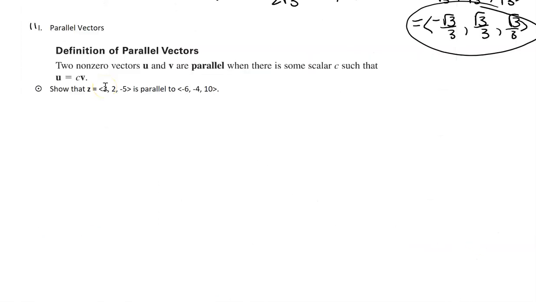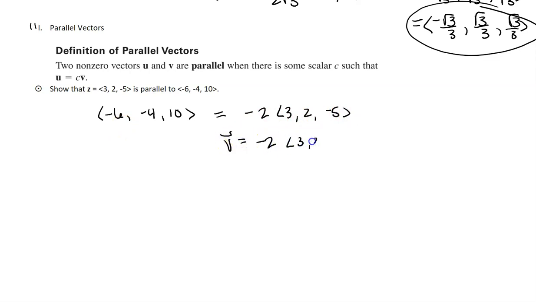Two non-zero vectors u and v are parallel when there is some scalar c such that u equals c times v. So it says show that z equals 3, 2, negative 5 is parallel to the vector negative 6, negative 4, 10. So I can observe that negative 6, negative 4, 10 is equal to negative 2 times 3, 2, negative 5, because if I distribute that, I get this vector. So v is equal to negative 2 times that vector. So that means that they are parallel. If that's not the case, if they're not in proportion to each other all the way across, then they would not be parallel.